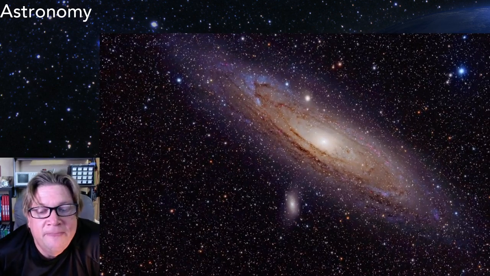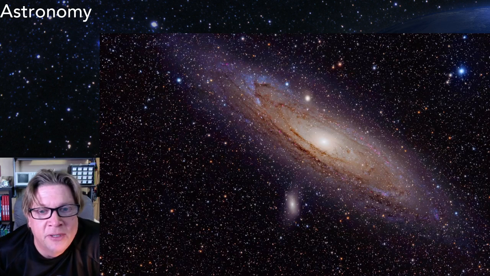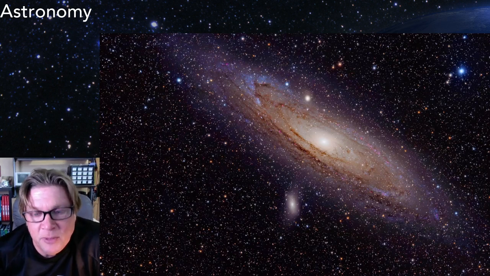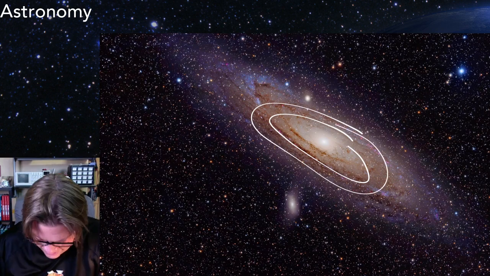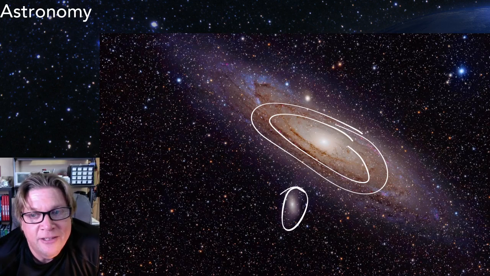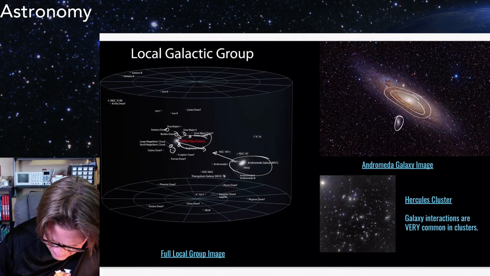There's Andromeda. We think our galaxy looks something like this, but you can kind of tell here Andromeda is seen a little bit more edge on, so it's a little tough to pick out the spiral arms, but you can pretty clearly see the lanes of gas and dust. And then here's one of its satellite galaxies around it.